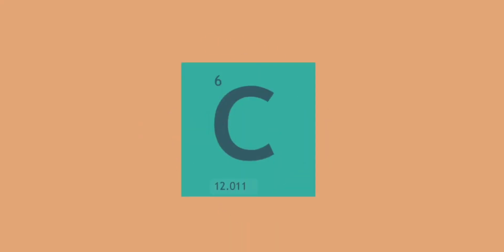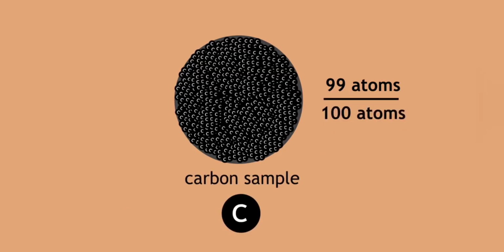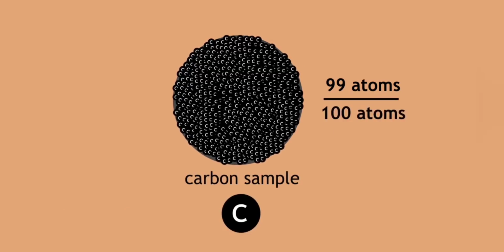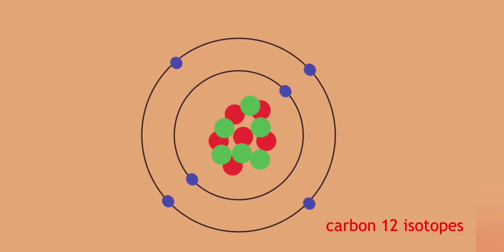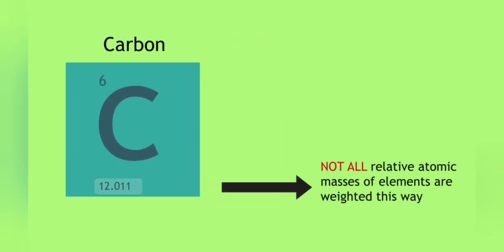If we consider carbon, its relative atomic mass is very close to 12 atomic mass units. This is because, in nature, 99 atoms out of 100 atoms of a carbon sample are carbon-12 isotopes. Another way of saying this is that carbon-12 has a 99% isotopic abundance. However, not all relative atomic masses of elements are weighted in this way.